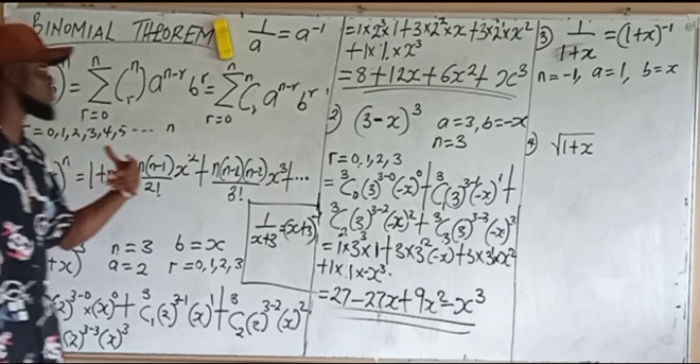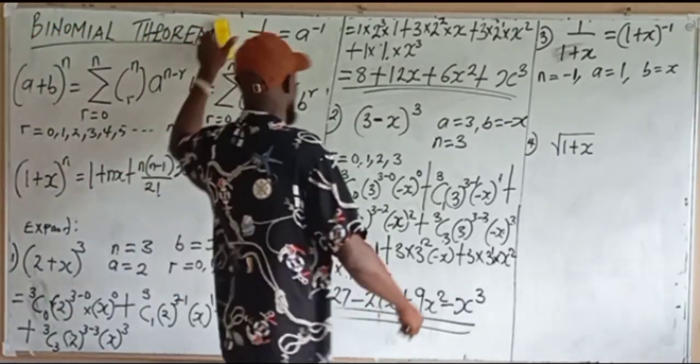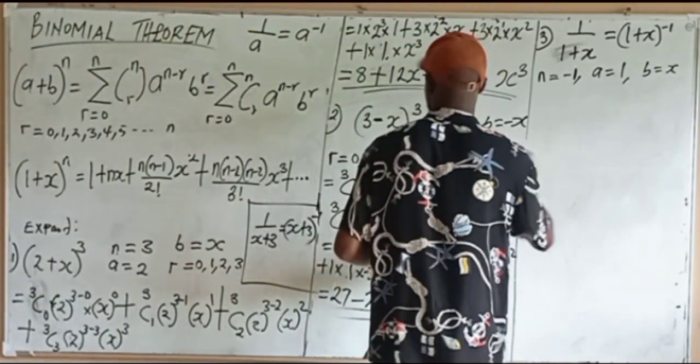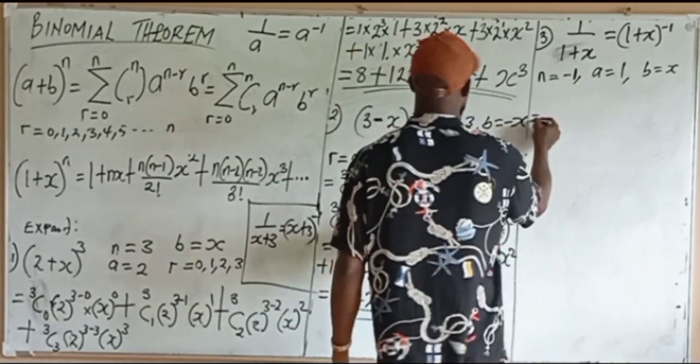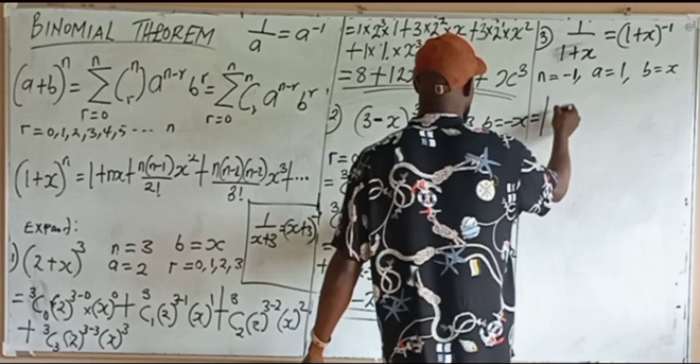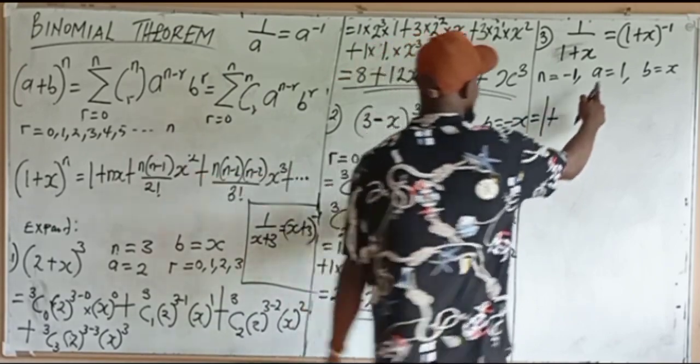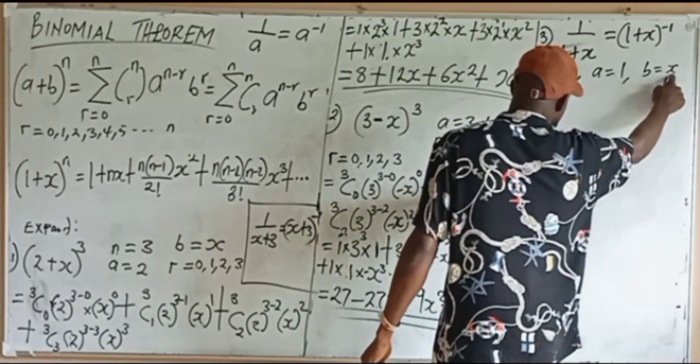Then n should be a negative number or a fraction. So this is what we're going to do there. We're going to use this one now for a second. Since n is a negative number, we're going to have 1 plus nx, where b is x, is correct.